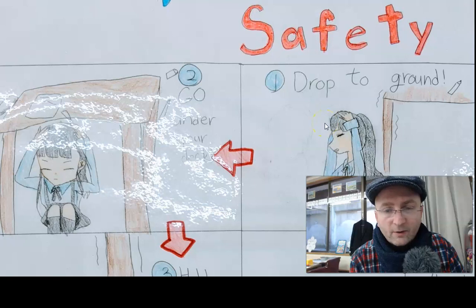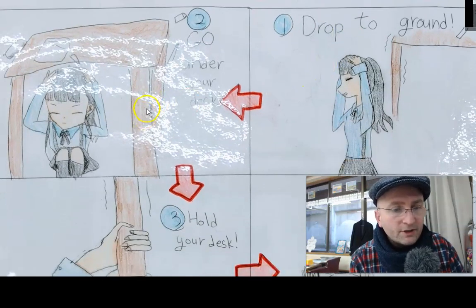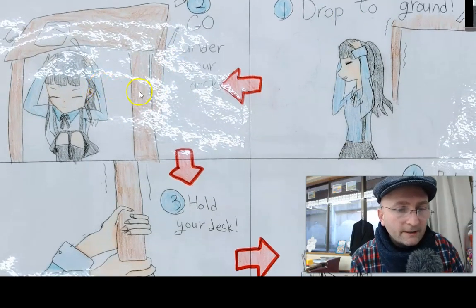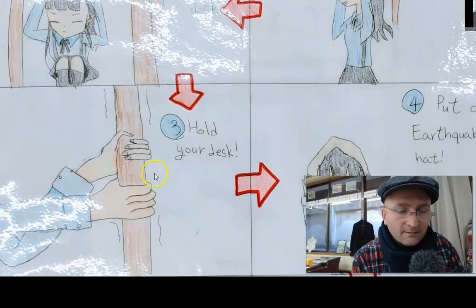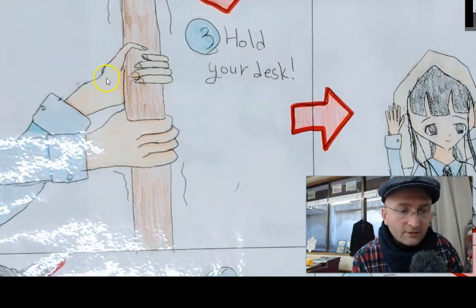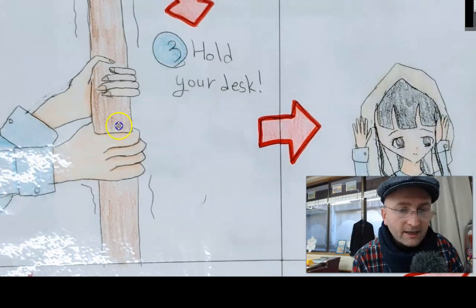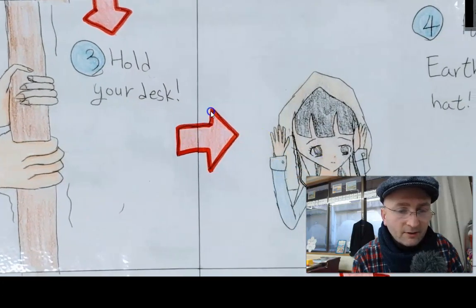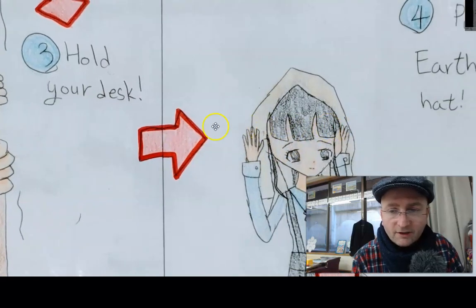School earthquake safety. Number one, drop to the ground. Number two, go under your desk. Number three, this is really good. It shows the person's hands holding the desk leg. That's number three. And I like the arrows on this one too. Look at the big red arrows, so it's easy to follow the instructions.